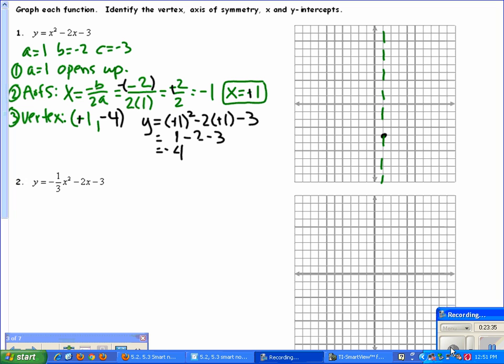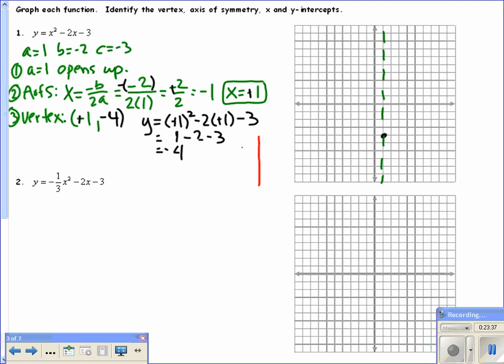So remember, that's when you make your table. So I'm just going to make my table over here. I already have my vertex, which is (1, -4). Now I need some other points. So if I have an x value of 1, I'm going to just pick 2 to the right. You could also do the left, so I'm going to pick 2, and then I'm going to pick 3.